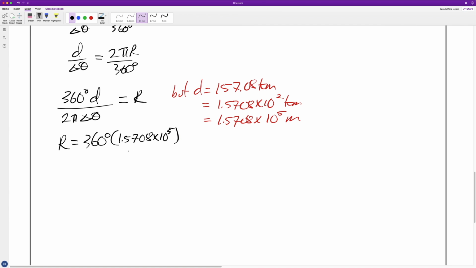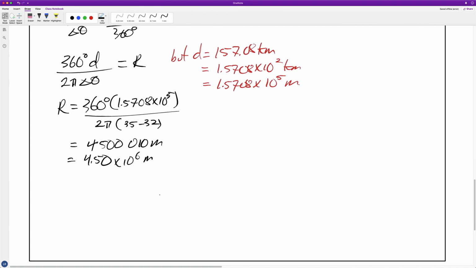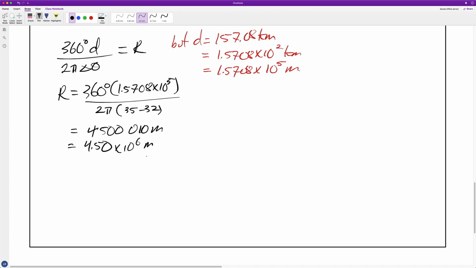Substituting that value in, 1.5708 times 10 to the 5 divided by 2 pi, and our delta theta is 35 minus 32, which gives us 4,510,000 meters, which is equal to 4.50, rounding off to the appropriate number of sig figs, times 10 to the 6 meters. So that is the radius of our planet. All right, so next step. Now that we have the radius of the planet, we have to determine what the mass of the planet is.